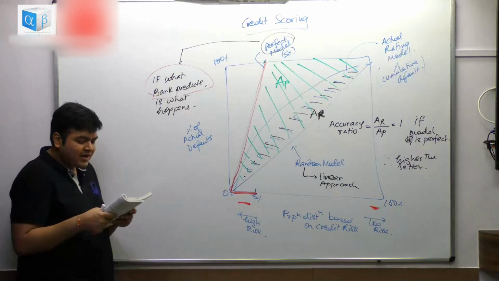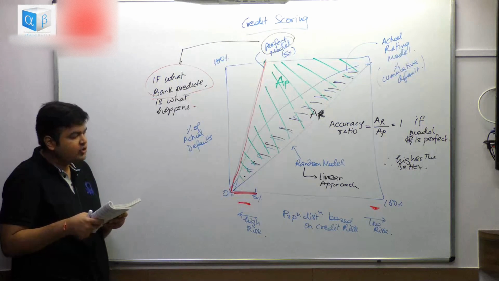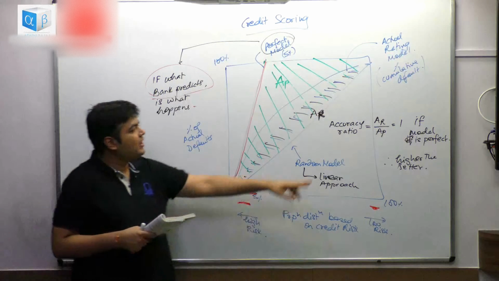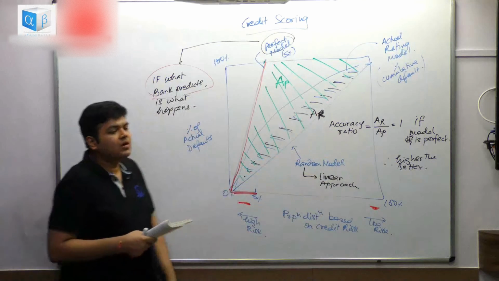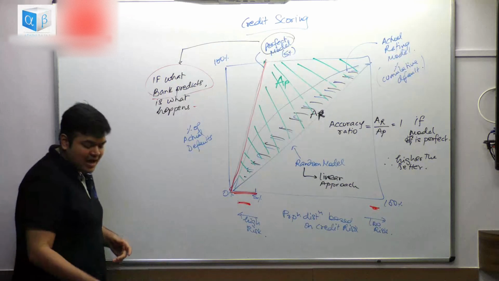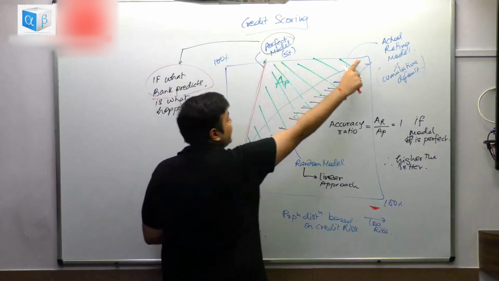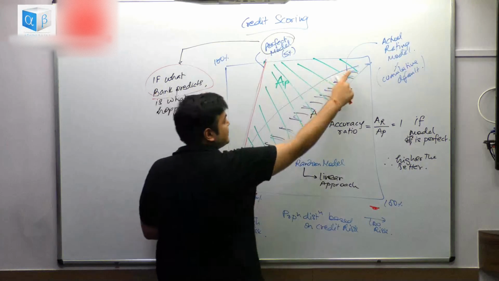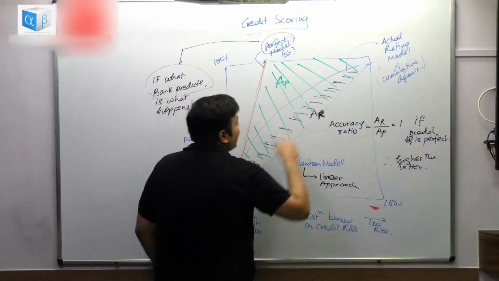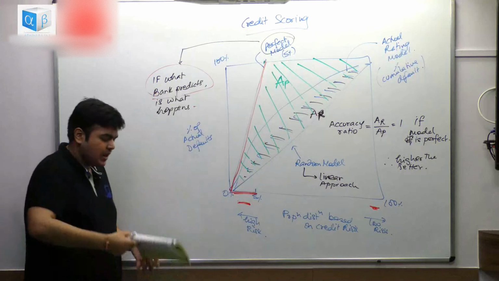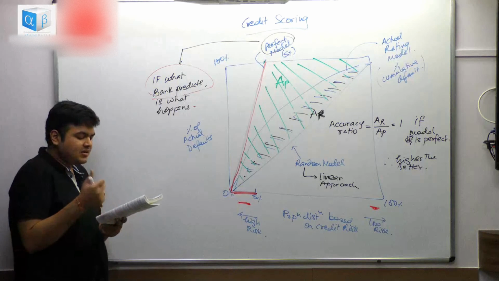Next line, cumulative accuracy profile and the accuracy ratio are often used. So we are going to be calculating something called the accuracy ratio over here, that is AR by AP. AR is this area and AP is this entire area. I'll come to it. So that is the accuracy ratio.